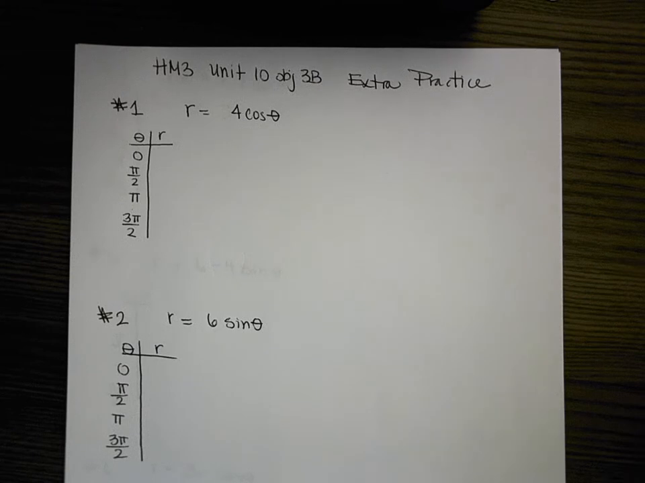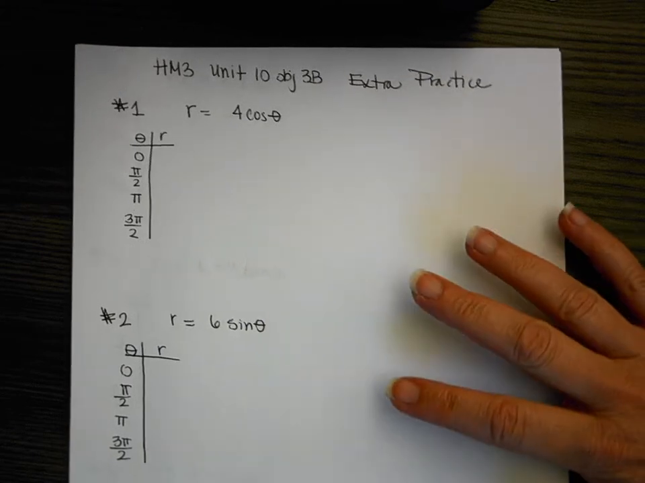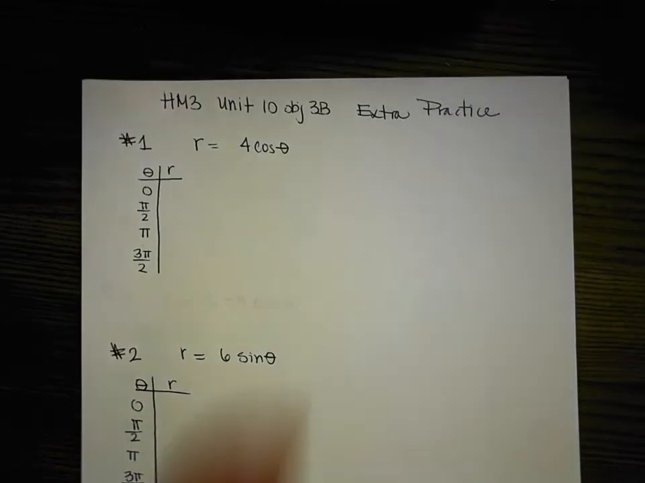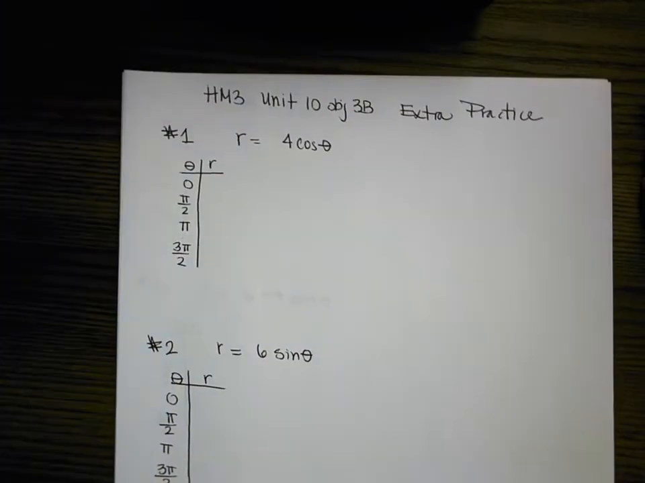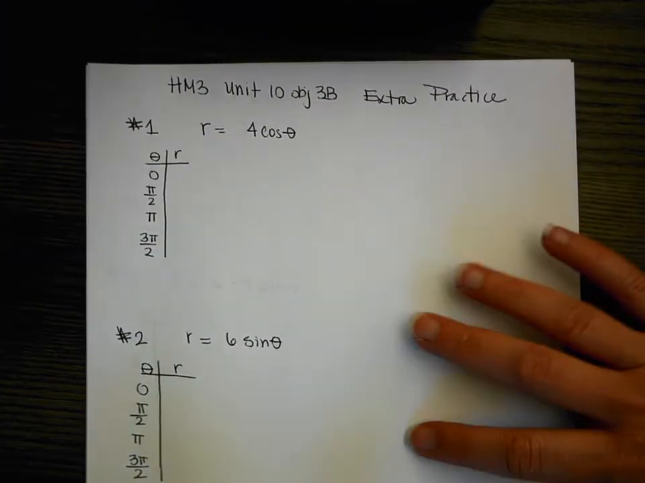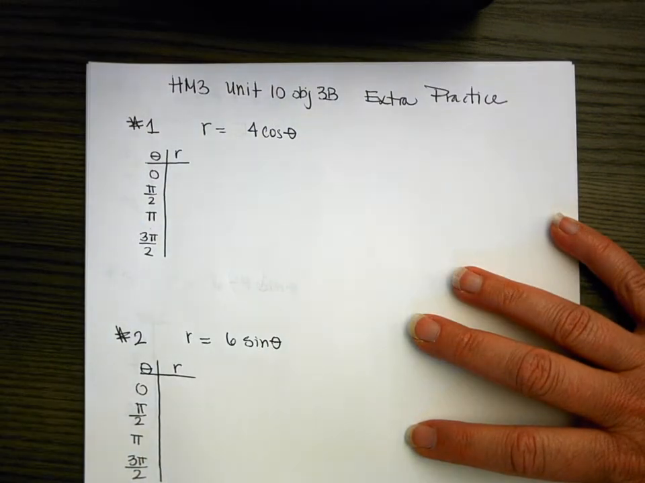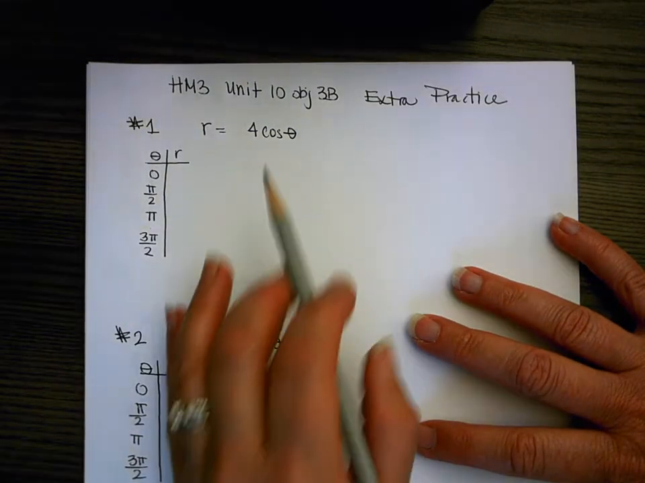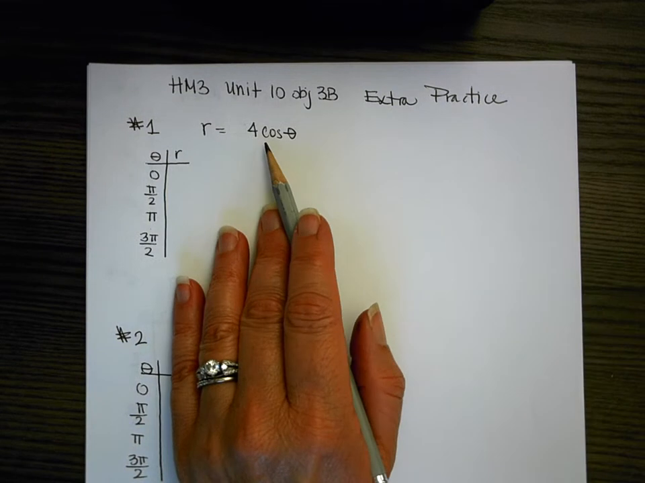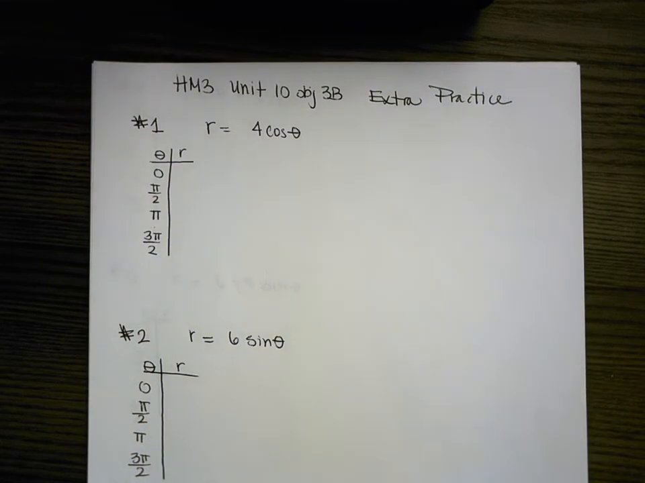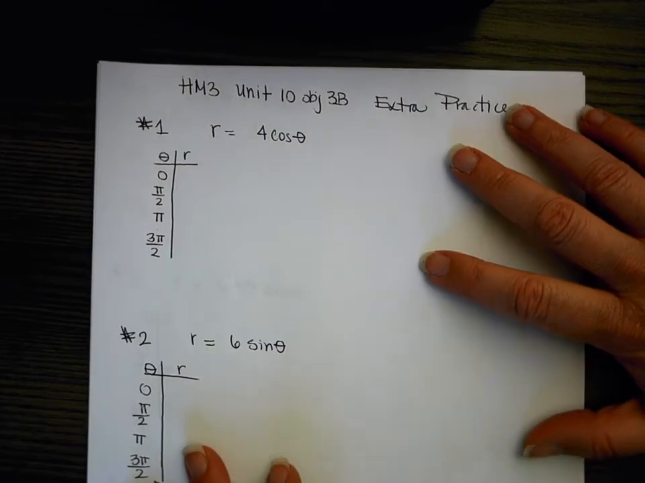Okay, so this video is just to support the second half of Objective 3, so graphing, some more polar graphing here. We're just going to go through and do, I think there's like 10 problems here. So we're going to graph r equals 4 cosine theta, and for this one right here, we're going to start out with using the table.